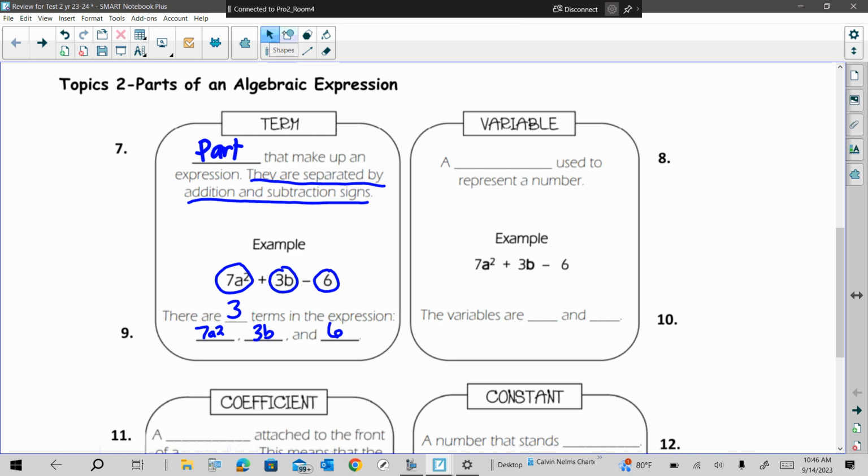A variable is a blank used to represent a number. How would I describe or define a variable? It is a letter used to represent a number. Fill in variable. So the variables in our example are a and b. Yes, I meant to do that in green, sorry. a and b are the variables.